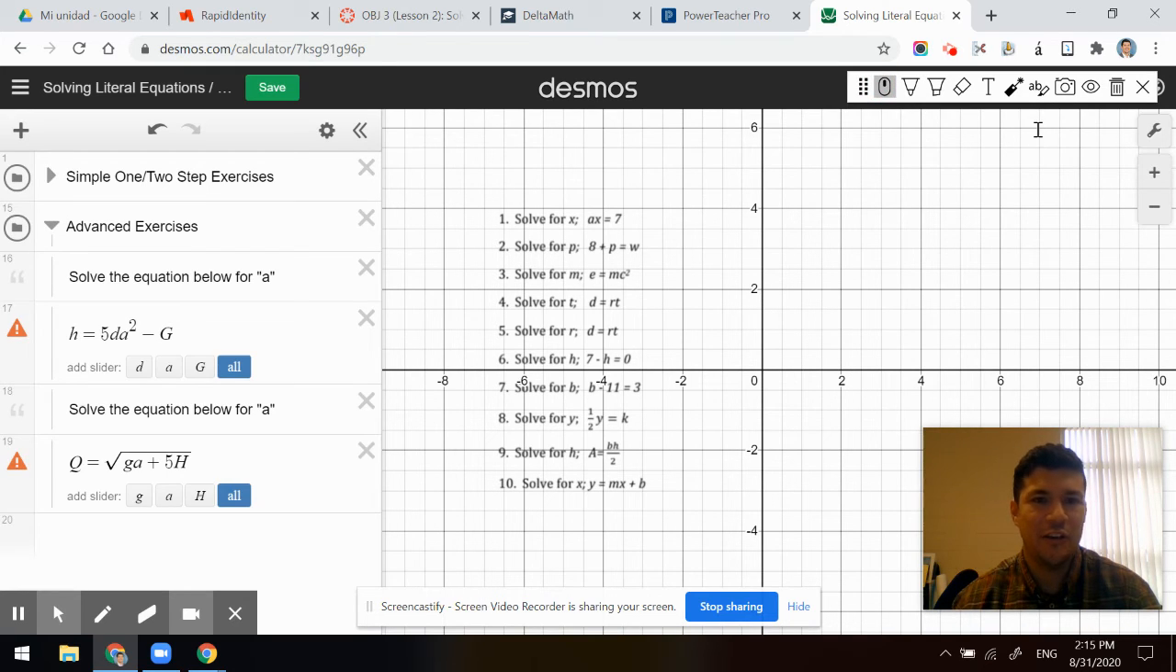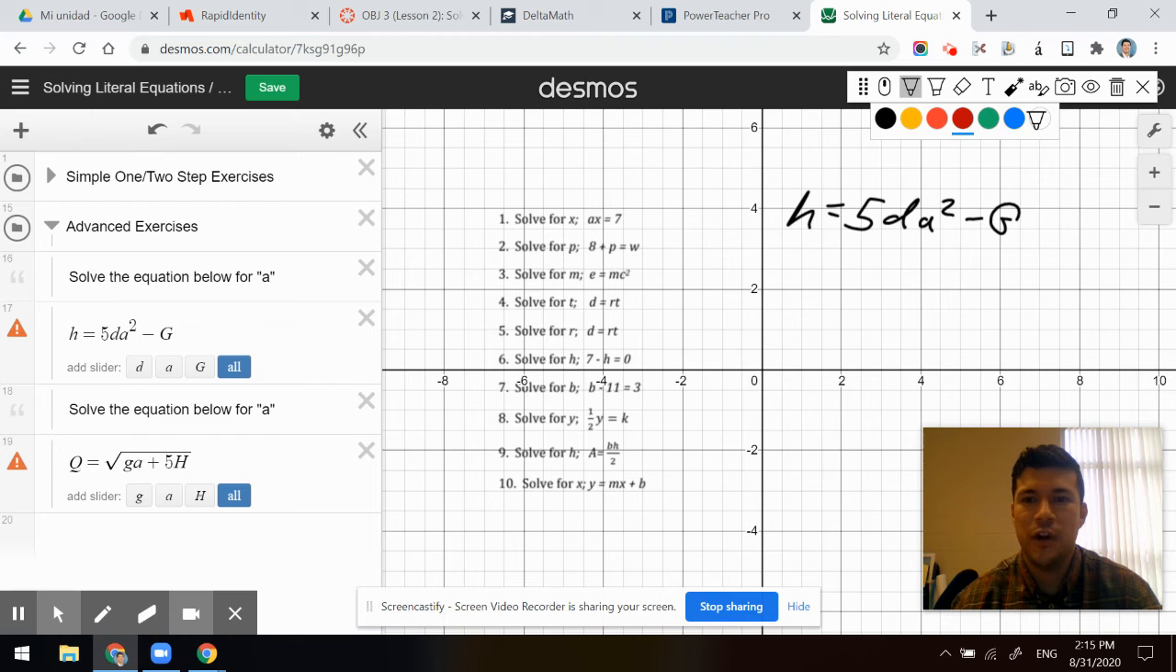Let's get to the nitty-gritty right here. So here's an example. If I have h equals 5d times a squared, the quantity dA squared, and then minus g, my task is to solve for a. So I want to end up getting this a isolated, getting the a by itself. I need to think, okay, this is 5 times d times a squared, minus g. I like to think of this as working from outside in, or what is the variable or quantity most indirectly affected by a? And that would be g.